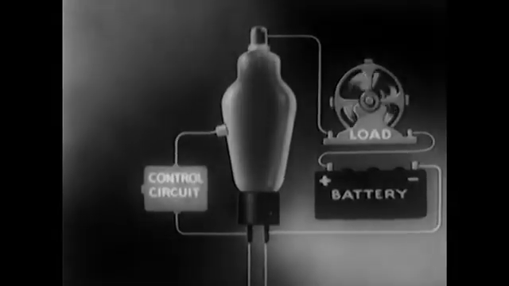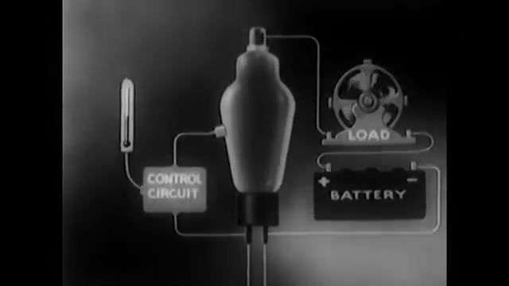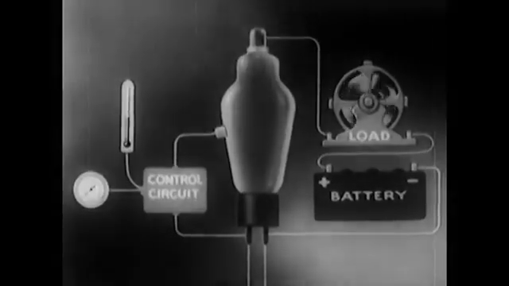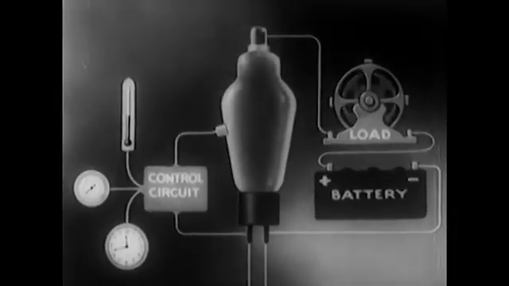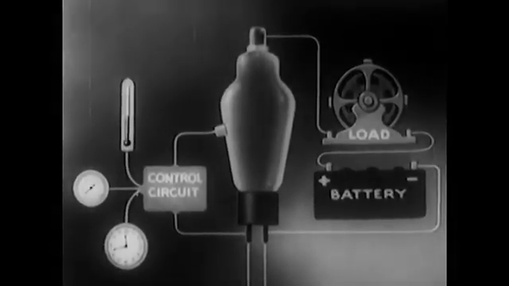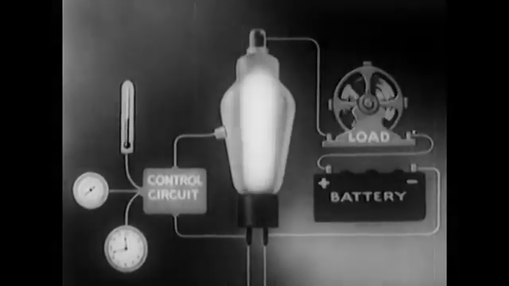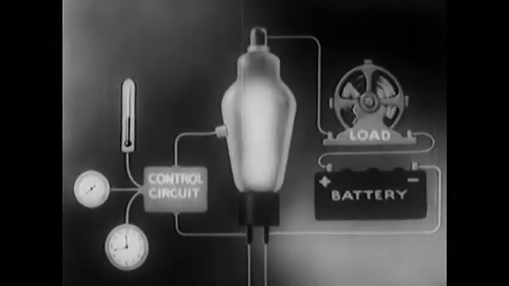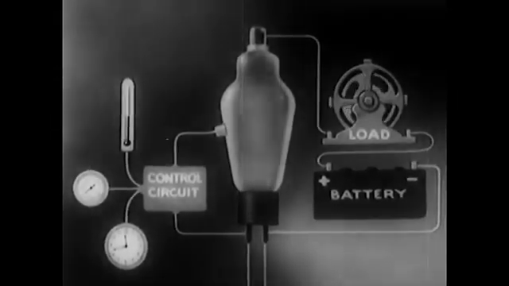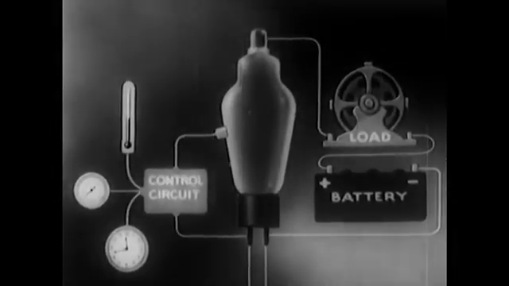To do this, we connect the control circuit in such a way that it becomes a function of temperature, speed, time, or any other variable. As a result, grid potential is varied, and the work circuit is automatically closed, modified, or opened. And we can do all this with split-second timing and incomparable precision.